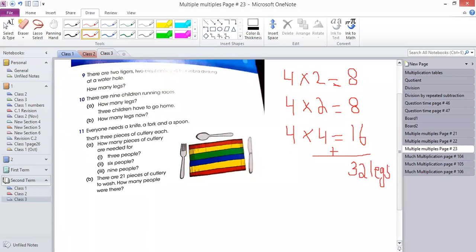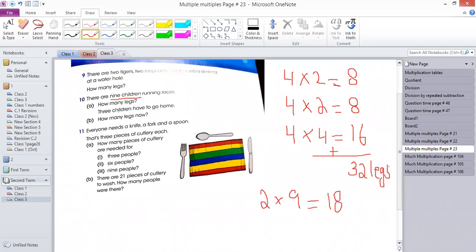Question number 10 was, there are 9 children running races. How many legs? So 1 child, how many legs? 1 child, 2 legs. There are 2 legs for each child. So for 9 children, there will be 2 multiplied by 9 legs. That means there will be total 18 legs. For 9 children, there will be 18 legs. So this was the answer of question number 10A.